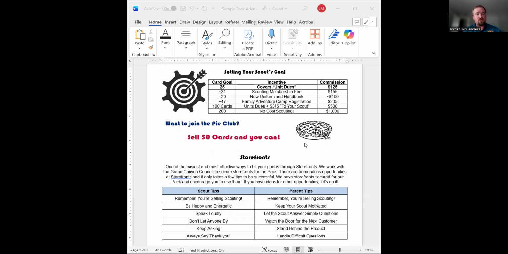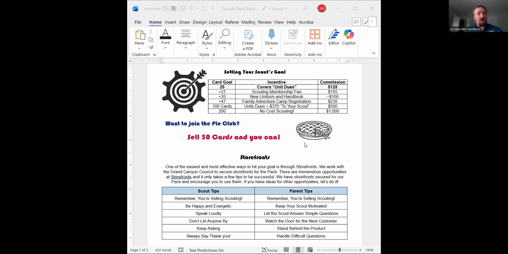They've listed their unit dues. In their case, they charge $125 a year. So divide that by 5. That means if a scout in their unit sells 25 cards, they've covered their unit dues for the whole year. They've also chosen to include the membership fee for their scouts, an example of a new uniform and handbook, family adventure camp registration, which is a very, very fun summer activity that many packs like to do.